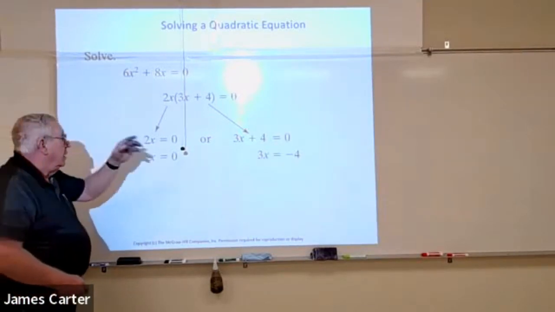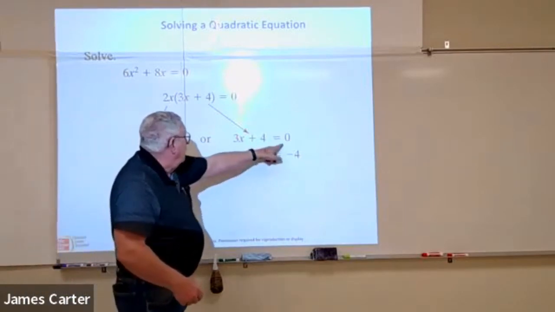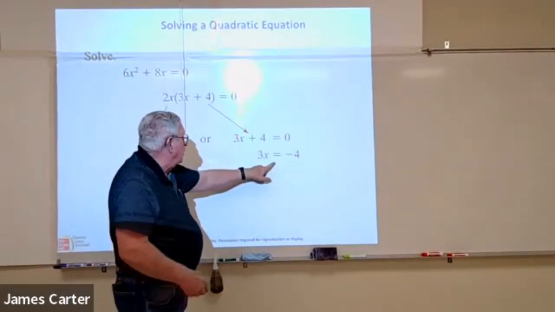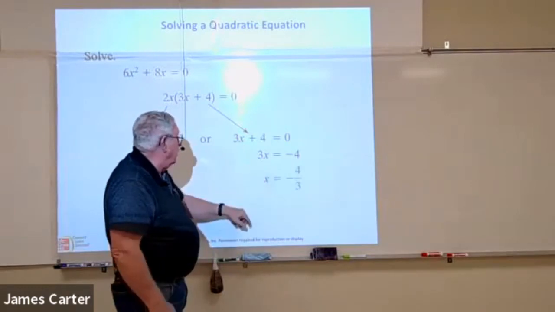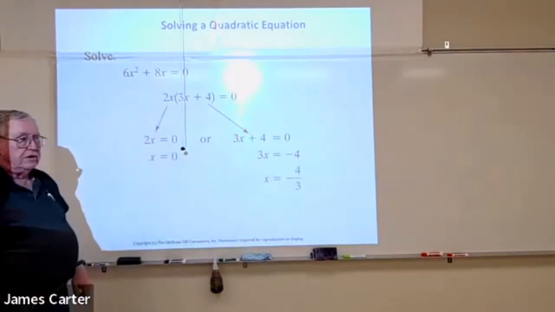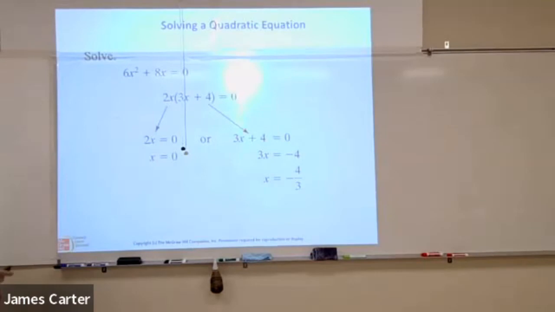Okay? On this side, on the other hand, we subtracted 4 on both sides. Now we have to divide by 3. So we get negative 4/3. So my solution then is x is 0 and negative 4/3. Whether you write x equals 0 comma negative 4/3 or whether you write it this way.